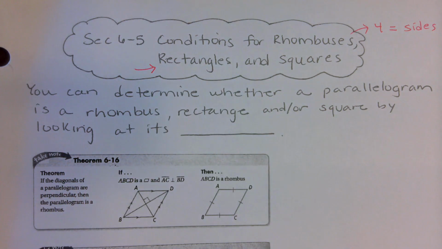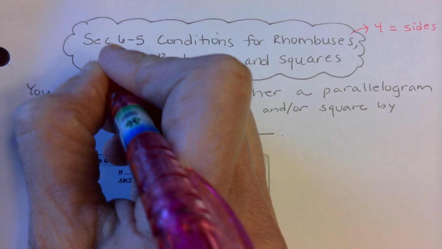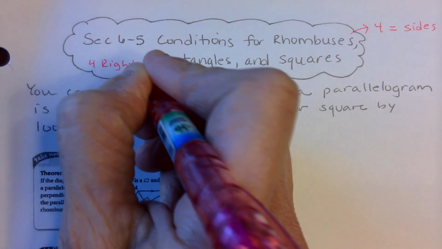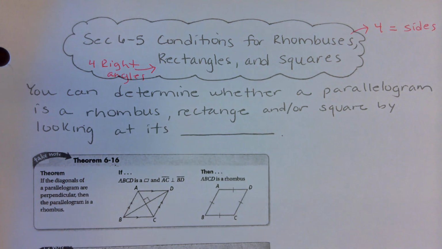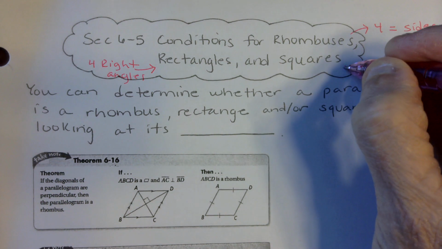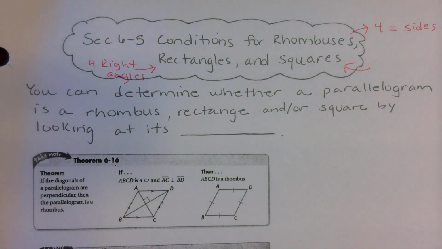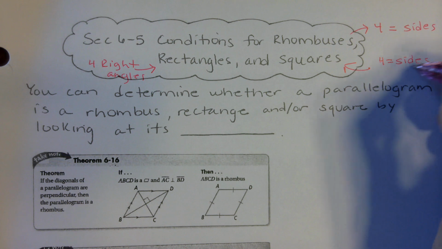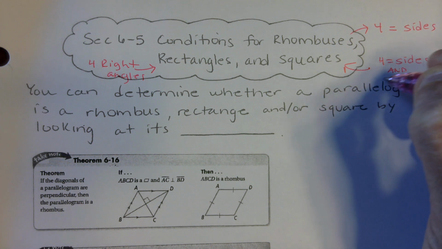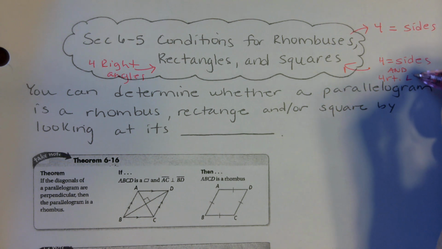Rectangles, what makes something a rectangle? Four right angles. Doesn't say anything about the sides. And you should be taking notes. And a square has 2 criteria. It puts both of those together. It has 4 equal sides and 4 right angles.